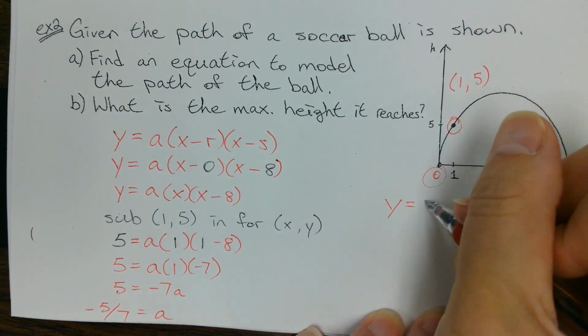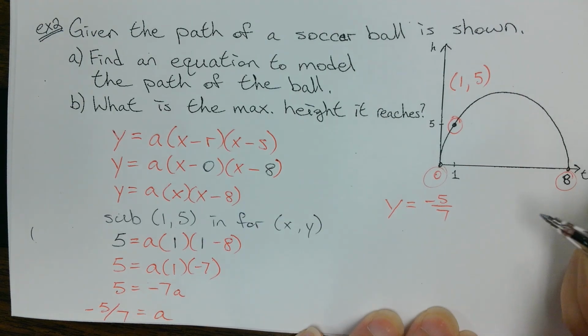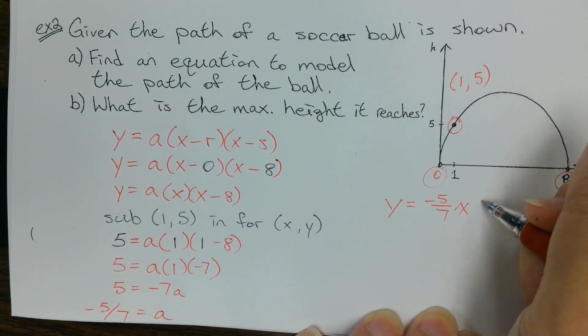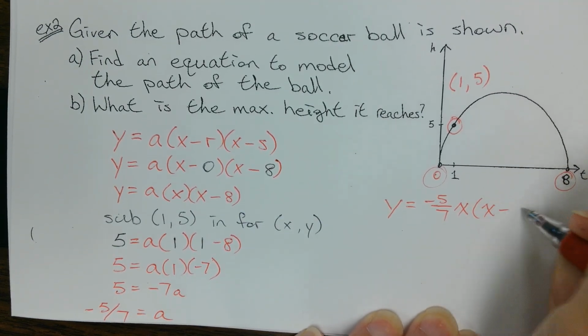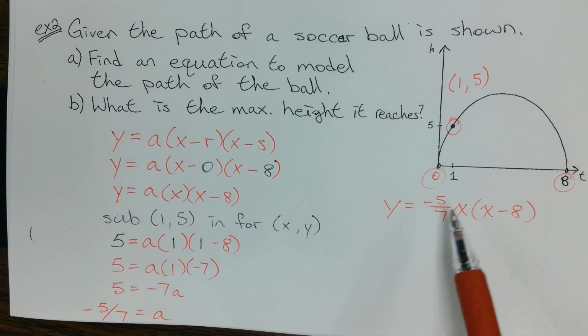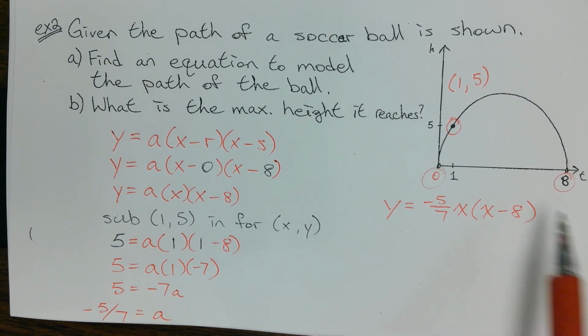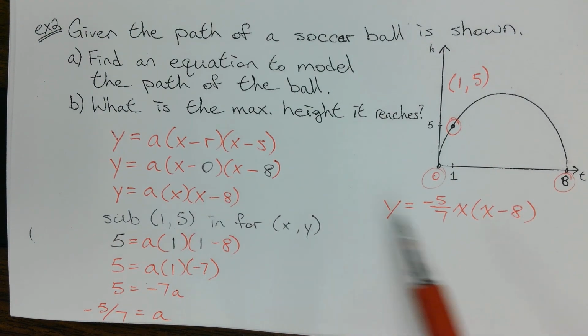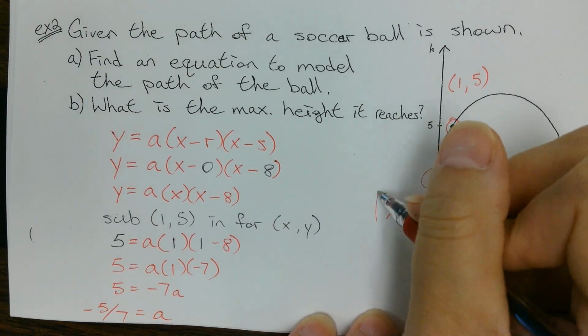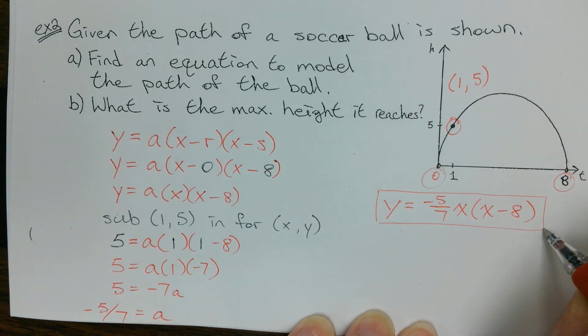-5/7 times x times x. Perfect. Good. Okay, so this is still an equation of a parabola, just in factored form. So this is my equation of this parabola.